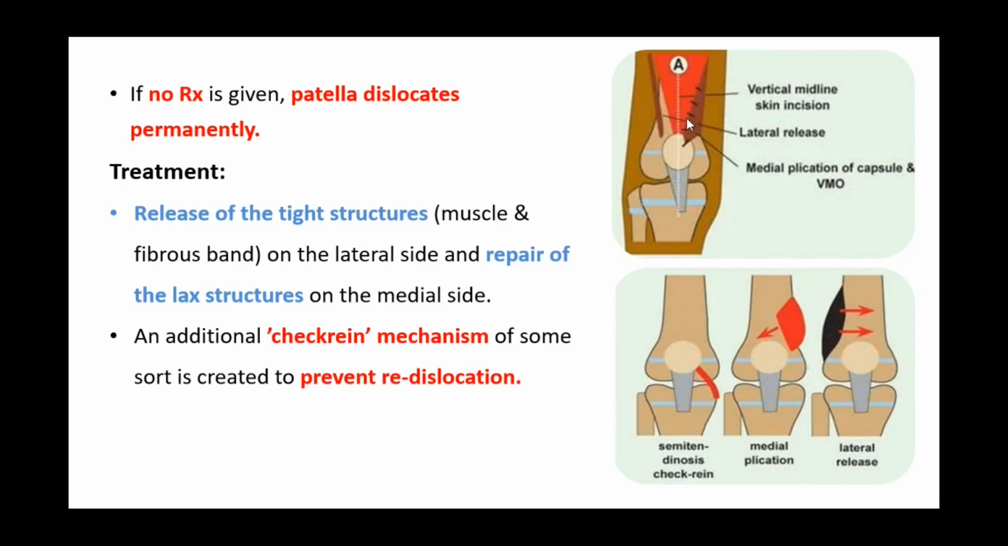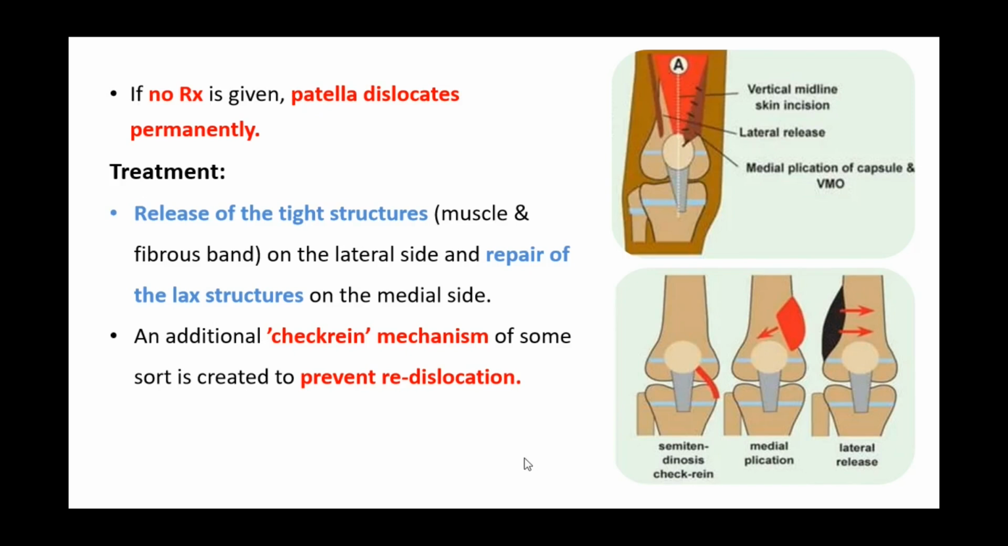A vertical midline skin incision is given. Now, the lateral structures which are tight are released, and the repair of the structures present on the medial side is done, especially the capsular plication. Now, this capsular plication is a surgical procedure that tightens the capsule around the joint and treats the instability, pain and conditions similar to this.